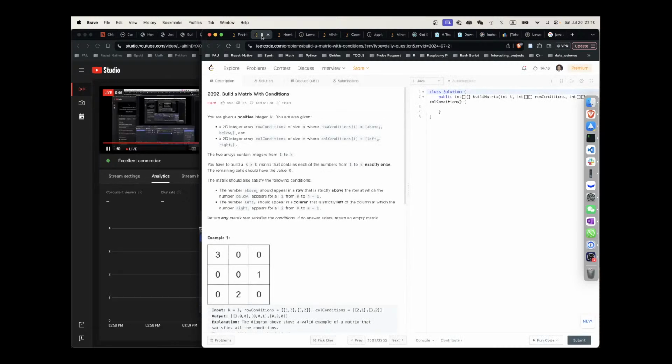Build a matrix with conditions. Given a positive integer k, you're also given a 2D integer array, row conditions, of size n. You'll have to build a k by k matrix that contains each of the numbers from 1 to k exactly once. The remaining value should be 0. The matrix should also satisfy the following conditions.